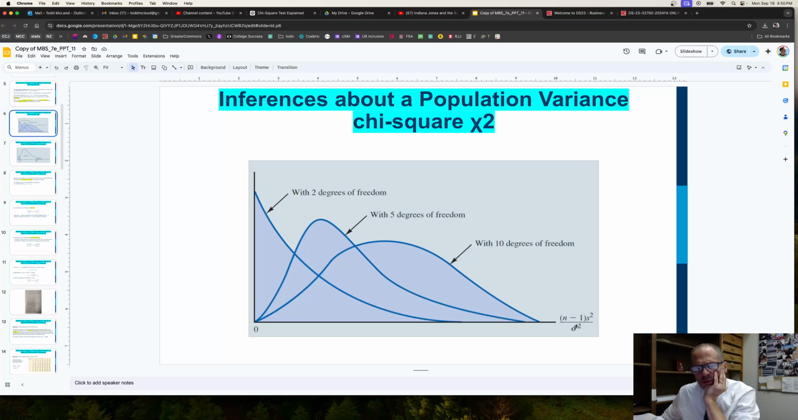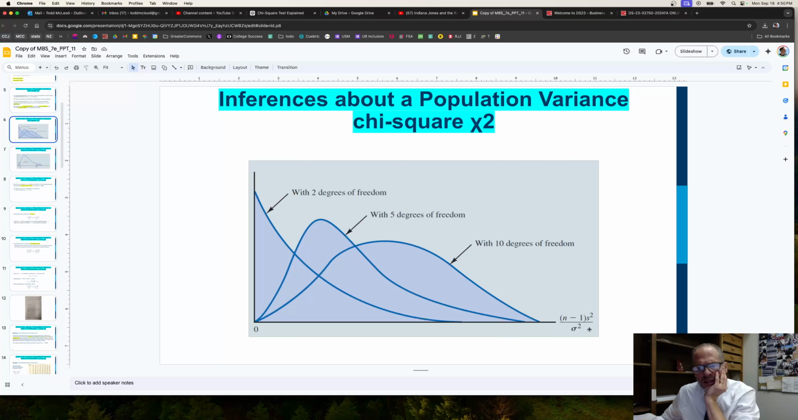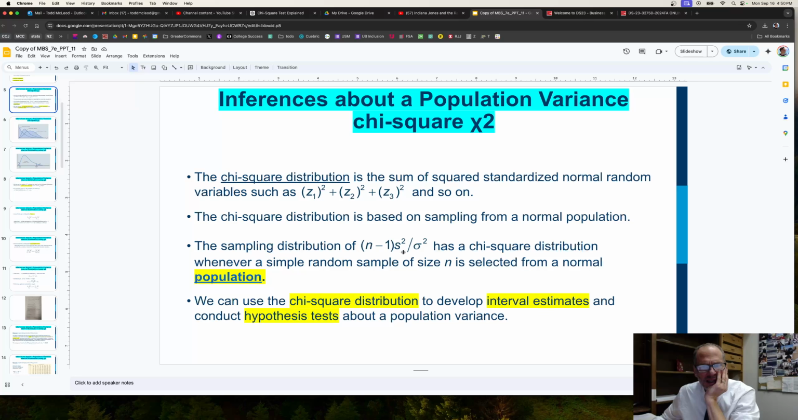And then this formula right here, which we saw in the previous one, the sampling distribution. I imagine these are the graphs that are shaped by this formula. And n minus 1 here would be your degrees of freedom. That gives you a sense of a chi-square distribution whenever a simple random sample of size n is selected from a normal population.